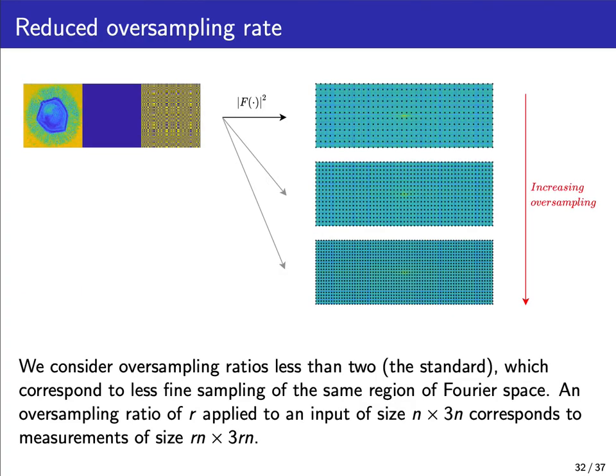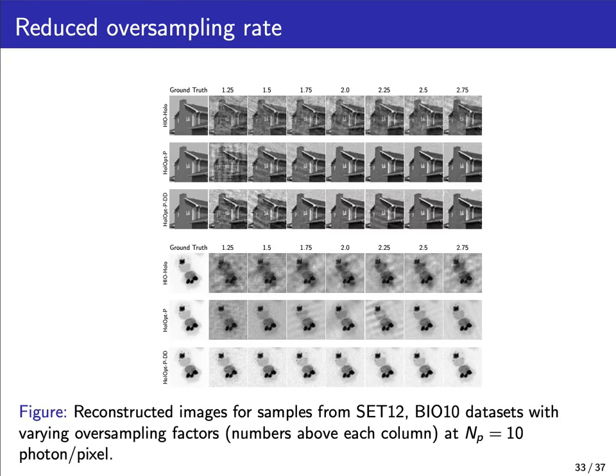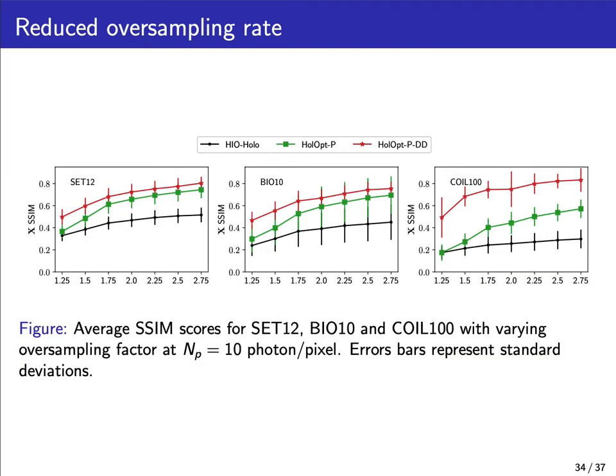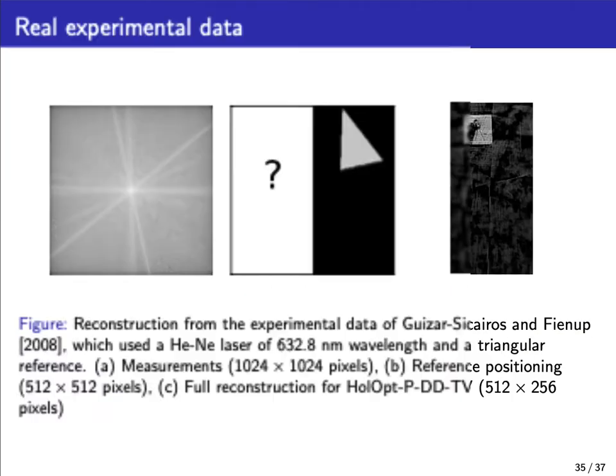And finally, I'll just continue on to our final experiments for the sake of time. We test a lower sample complexity, which corresponds to reducing the oversampling rate, so sampling at a much lower density within the same frame of reference. We additionally consider oversampling ratios smaller than 2, so smaller than what Hayes' theorem would dictate. And again, we see that we're able to do this, and we're able to do it better than the baseline, confirmed numerically across the entire data set.